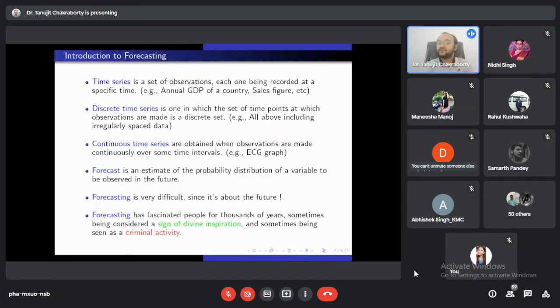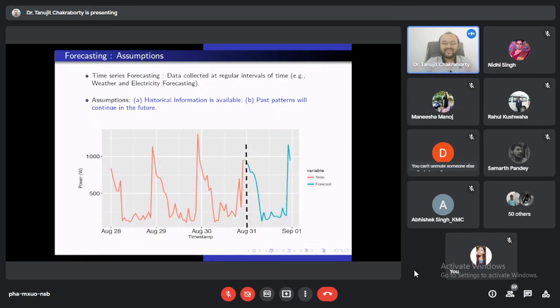What is meant by forecast? Forecast is an estimate of the probability distribution of a variable to be observed in the future. And forecasting is very difficult because we are talking about the future. Forecasting has fascinated people for thousands of years, something that has been considered either as a sign of divine inspiration or sometimes seen as a criminal activity. So that should be remembered before starting this particular job.